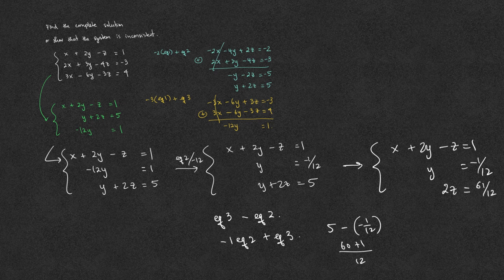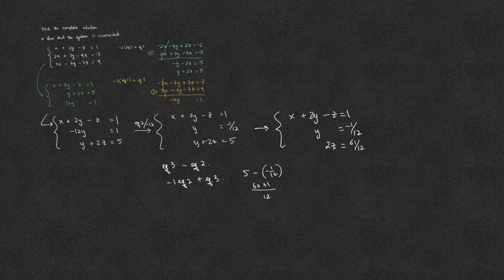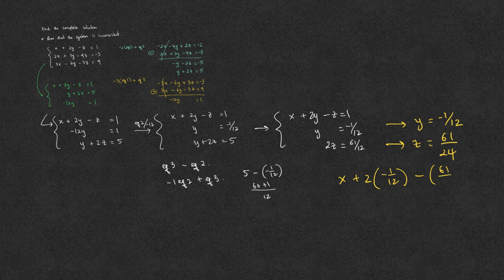This is now a triangular form where z is 61 over 12 divided by 2, which is 61 over 24. y is negative 1 over 12. And to find x, we use back substitution. The first equation is x plus 2 times y, which is negative 1 over 12, minus z, where z is now 61 over 24. The right hand side is 1. This is x minus 1 over 6 minus 61 over 24 equals 1.